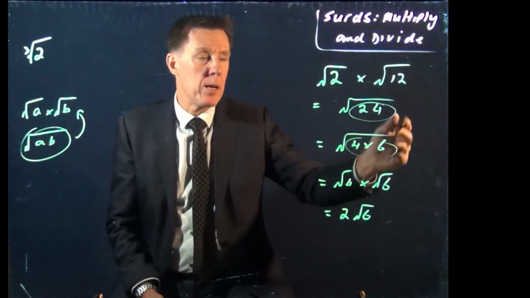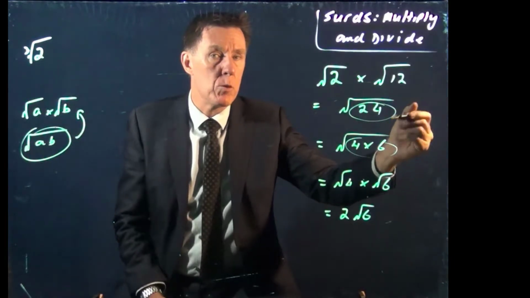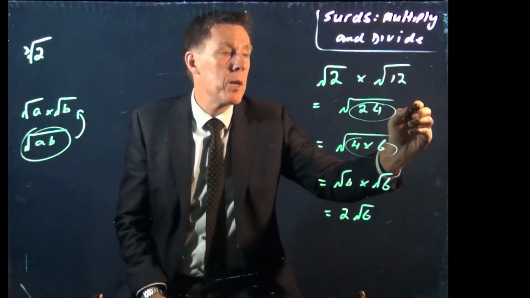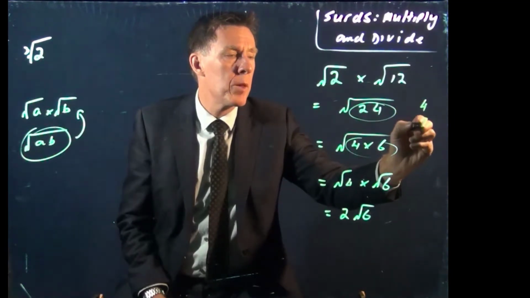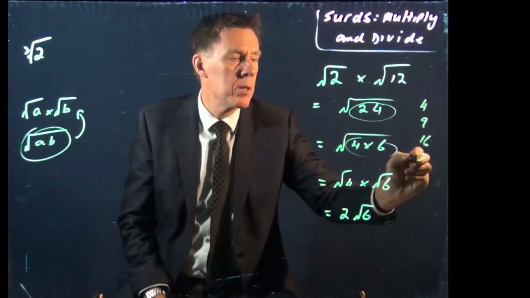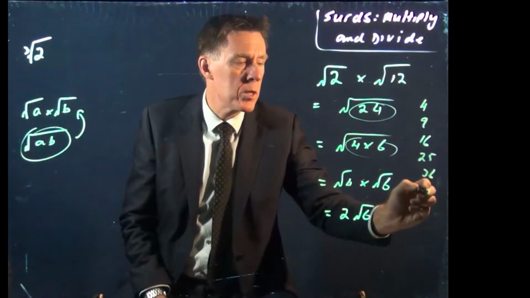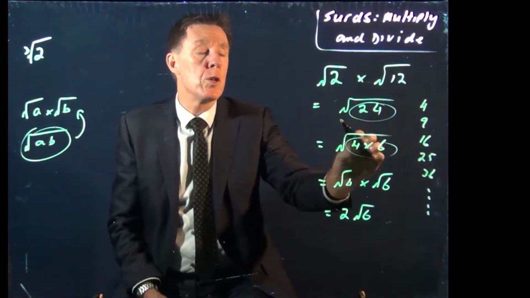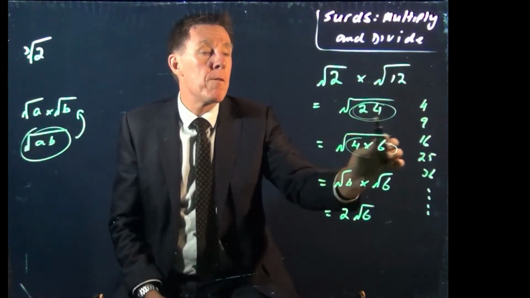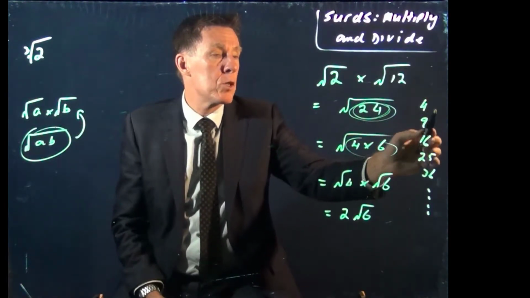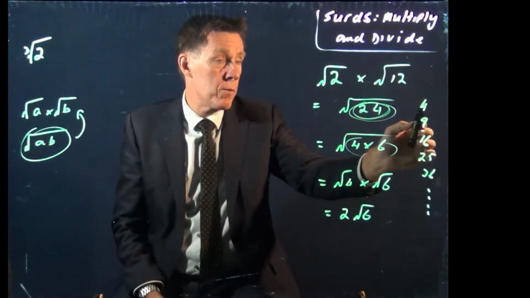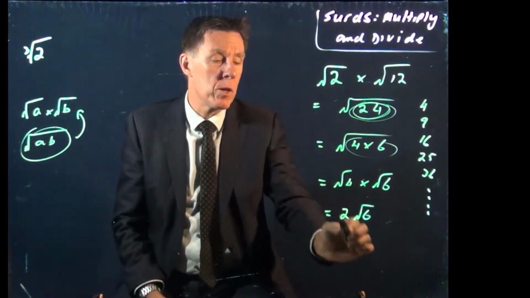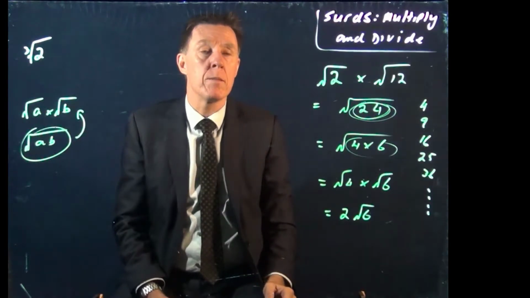The square numbers are, well, 1 is a square number, but we'll never use that because it's a simple case. After 1, the square numbers are 4, 9, 16, 25, 36, etc. So when you're asked to simplify a surd, if you can find a factor of it that is one of these particular square numbers, in this case 4 is a factor of it, split it like this, take the square root of them individually, and simplify it down.